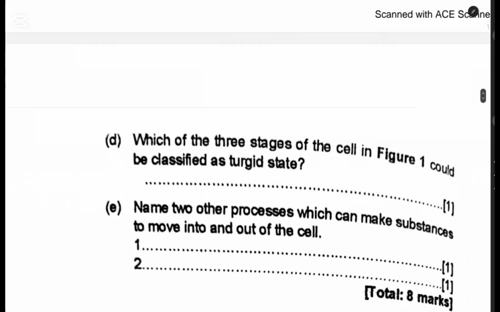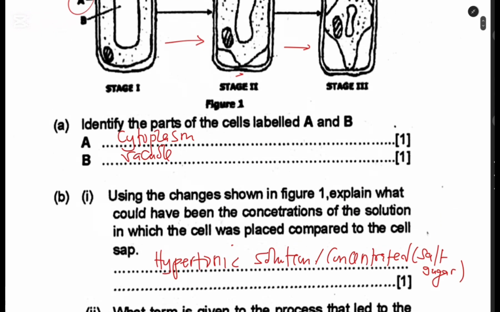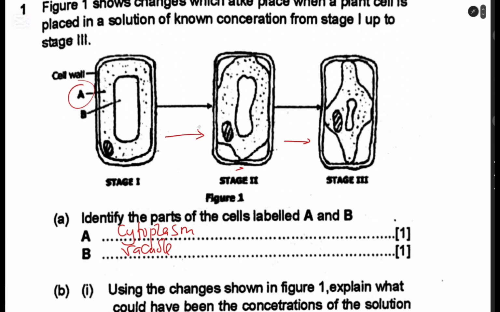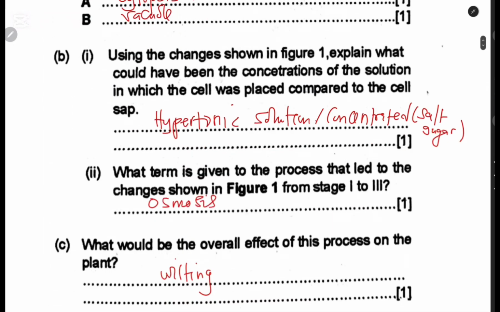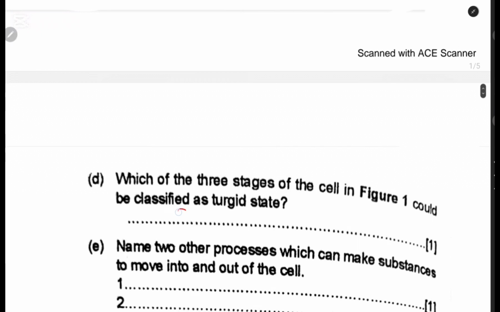All right, let us look at D. Which of the three stages of the cell in figure 1 could be classified as turgid? So turgid is swelling of the cell, and that is when it has gained water. Now, looking at this, that is first stage, second stage, and third stage. The first stage is where the cytoplasm is intact, and therefore we can say stage 1. So the one that can be classified as turgid is stage 1.